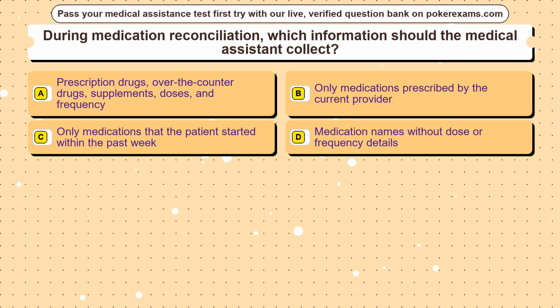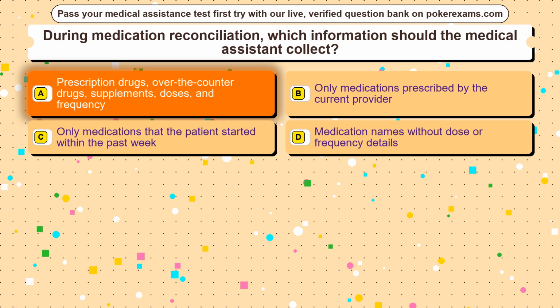Option A, prescription drugs, over-the-counter drugs, supplements, doses, and frequency. Option B, only medications prescribed by the current provider. Option C, only medications that the patient started within the past week. Option D, medication names without dose or frequency details. The correct answer is option A, prescription drugs, over-the-counter drugs, supplements, doses, and frequency.